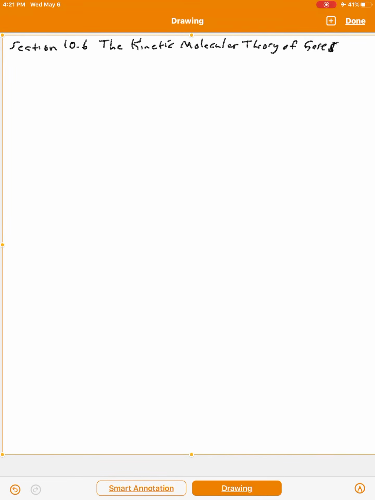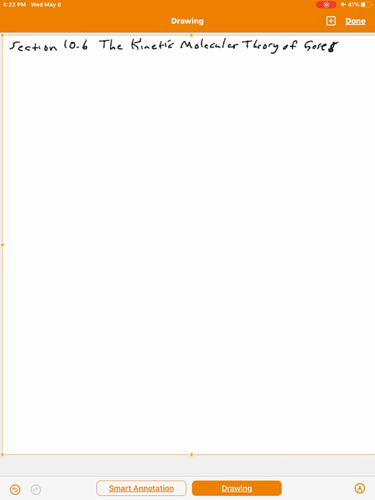Section 10.6, the kinetic molecular theory of gases. Now what we're going to do is talk about the theoretical underpinnings of the gas laws that we've worked with in the previous sections. The kinetic molecular theory of gases was developed by Ludwig Boltzmann and James Maxwell. They're the ones that did the most work on this.